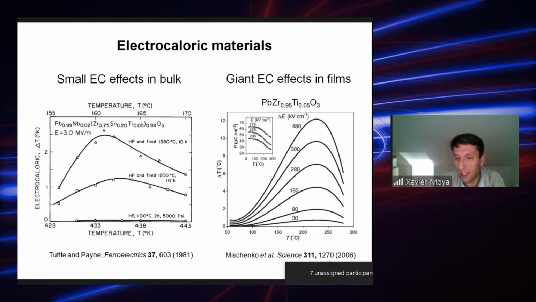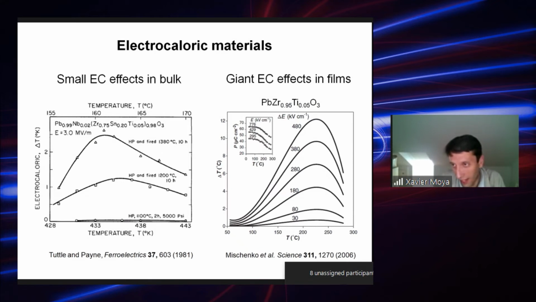So in 2006, they published a paper where they show that by looking at thin films of this ferroelectric material, let's call it titanate, they were able to apply order of magnitude larger electric fields, so in this case nearly 500 kilovolts per centimeter, and the temperature change was also one order of magnitude larger. So they were able to get around 12 degrees. And this is when things start getting interesting, because if you have a material with a temperature change of plus minus 10 degrees, you can start thinking making some application.